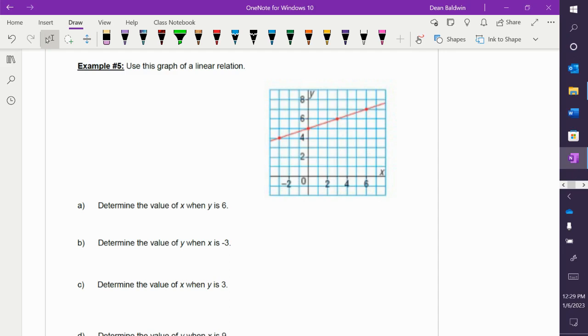Determine the value of x when y is equal to 6. So what's the value of x when y is equal to 6 from this graph? There's y is 6, go across, boom. X is equal to 3. Determine the value of x or y when x is equal to -3. Where's -3? Here it is. X is equal to -3. Go up, and it gives you 4.